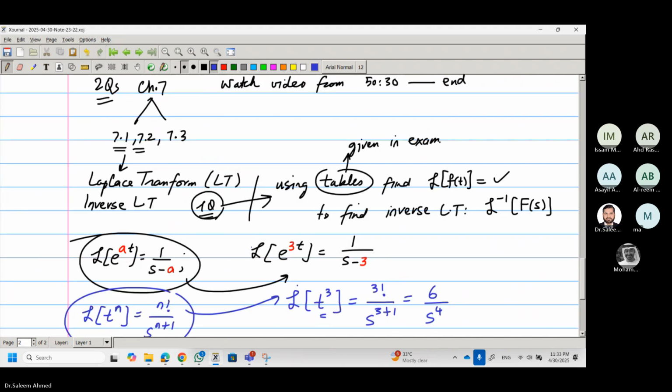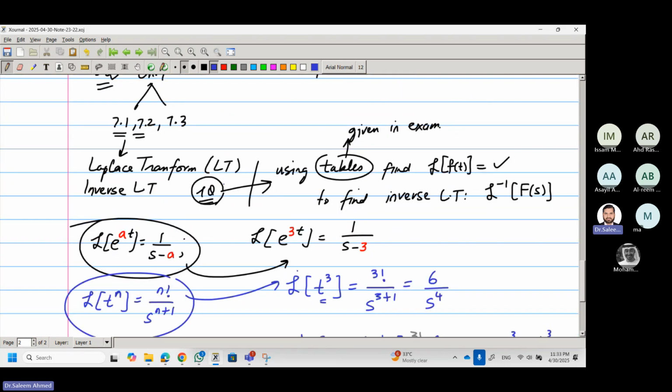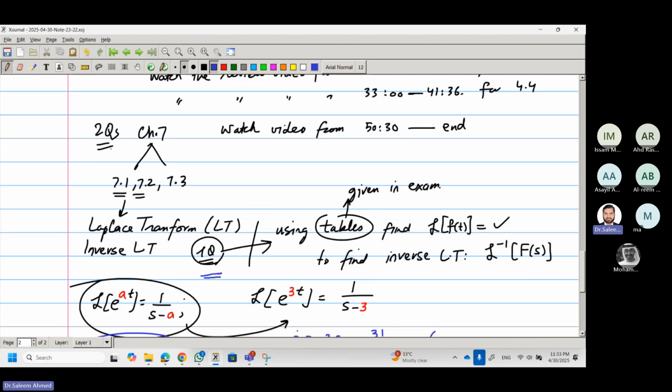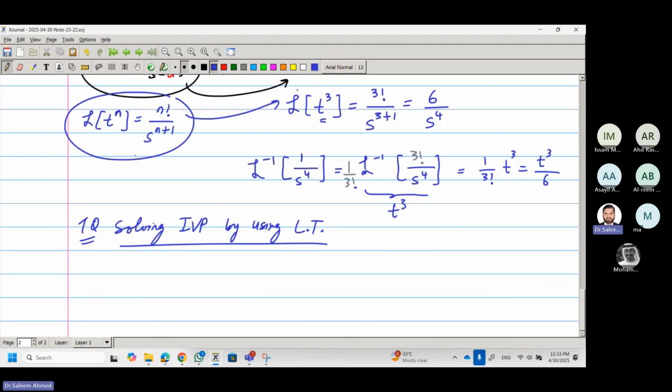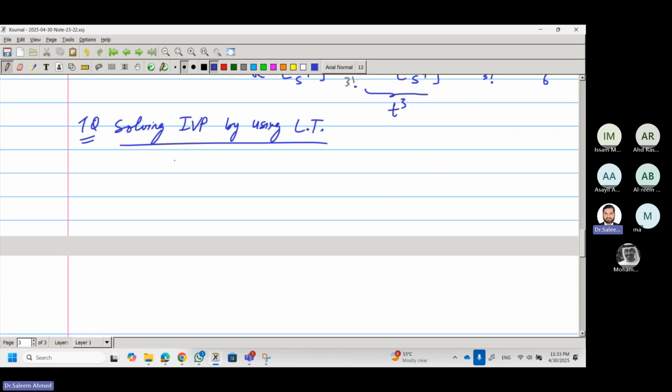And one question will be from solving differential equations, solving an initial value problem by using Laplace transform. Okay, this is important. So one question is finding the inverse Laplace transform, and one question from there, right? That's why I wrote two questions from chapter 7. What is in solving, if a differential equation is given along with the initial condition? IVP means an ODE plus initial conditions, two things.